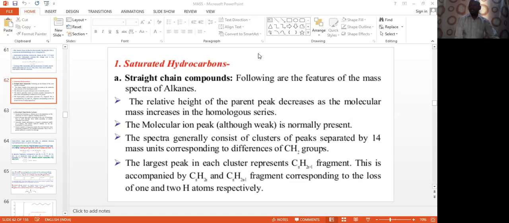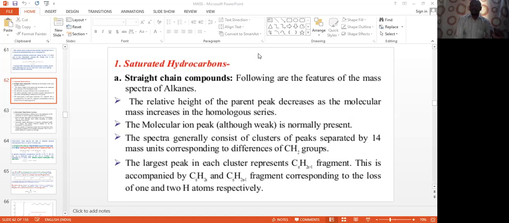This 14 mass units indicates CH2. Suppose we take propane, you have the CH3, then CH2, then CH3. So here two CH3s are separated by 14 mass units. Generally peaks will be separated by 14 mass units, and that represents the CH2 group. Then the largest peak in each cluster represents the CnH2n+1 fragment. This you have to remember, and later you can have CnH2n or CnH2n-1.